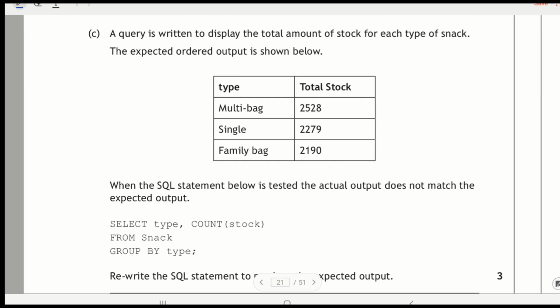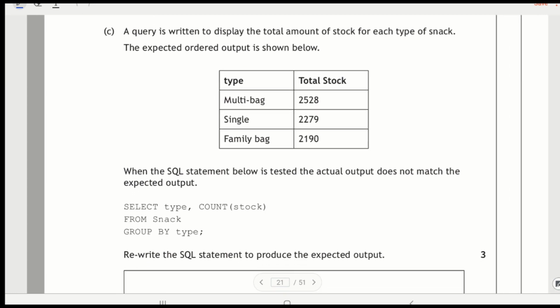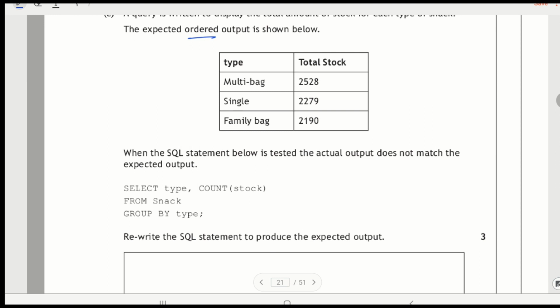Now we've got a query that's been written to display the total amount of stock for each type of snack. The query, the expected ordered output, so that word there, ordered, is important. Although I think in the context of a shop it's possibly a little bit misleading because it might sound like you've ordered some snacks. And that's shown below. So we've got multi-bag, single, family bag, and then the total stock. So here's the SQL, they tested it and it doesn't match the expected output.